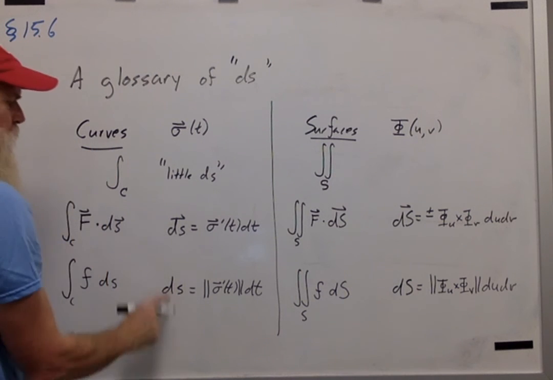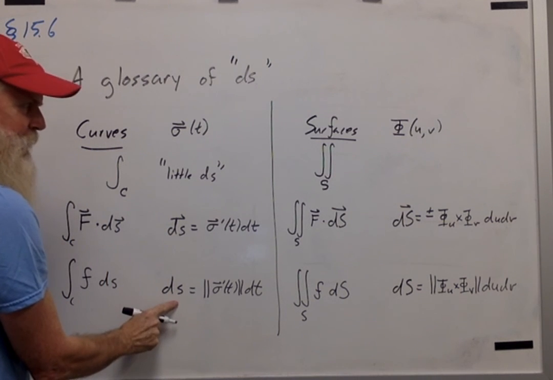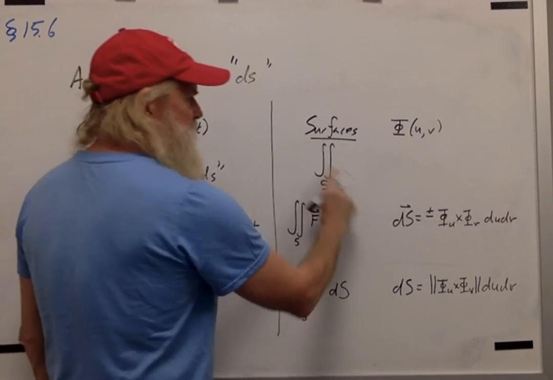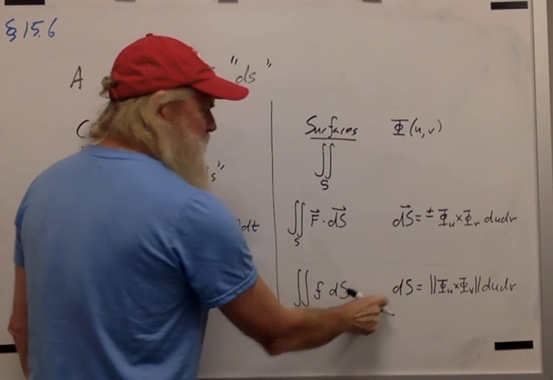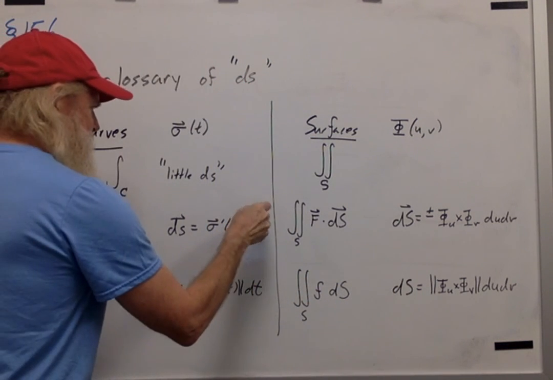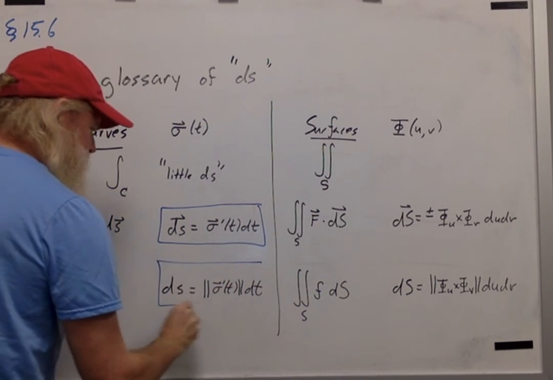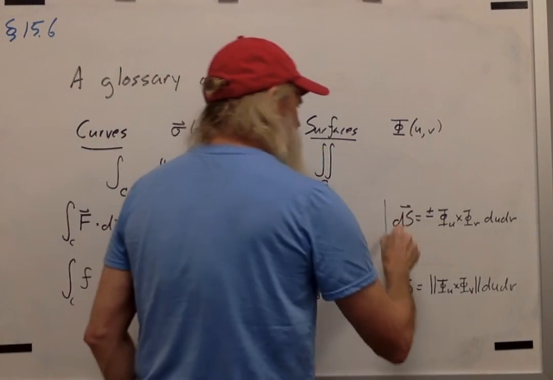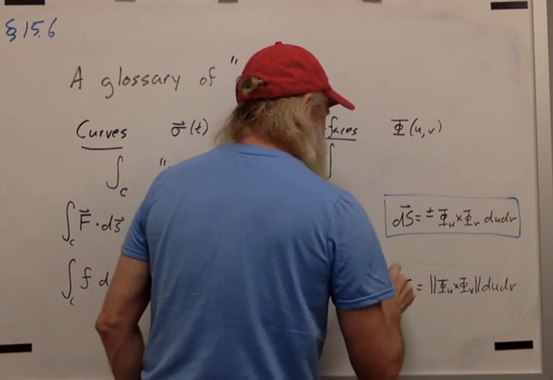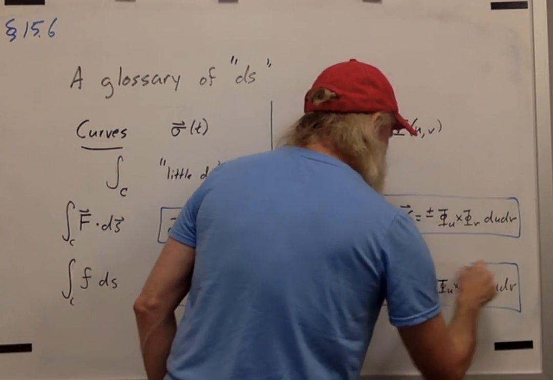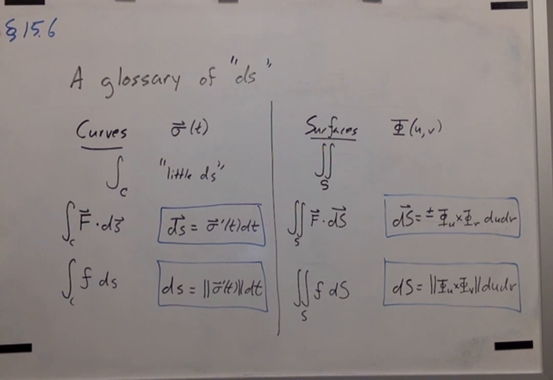So notice that we have 4 ds's. For curves, we have little vector and little scalar ds. For surfaces, we have big vector ds and big scalar ds. And you will save yourself a ton of worry if you go ahead and memorize all 4 of these right now. So before watching any more videos, go ahead and memorize those 4 versions of ds.